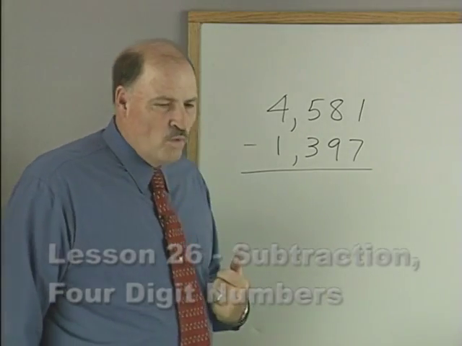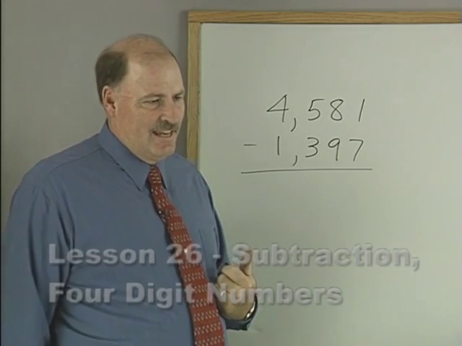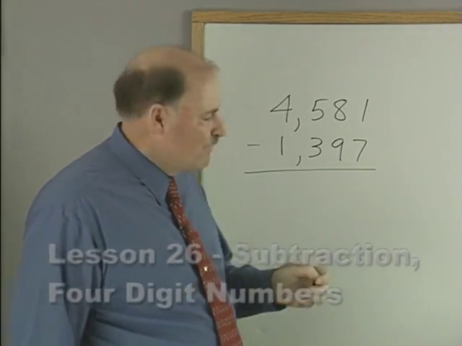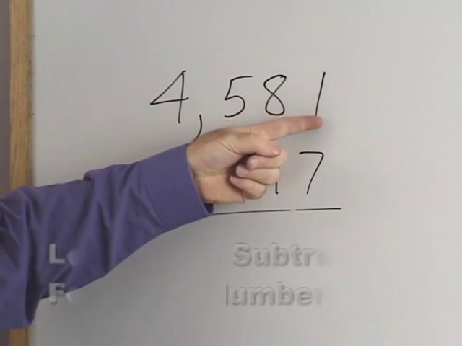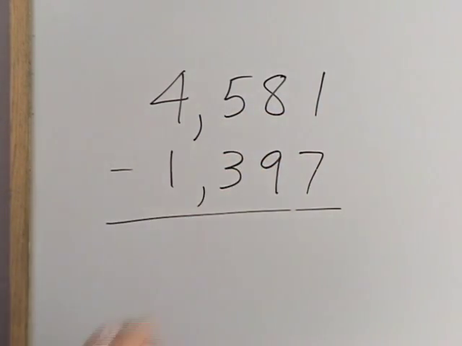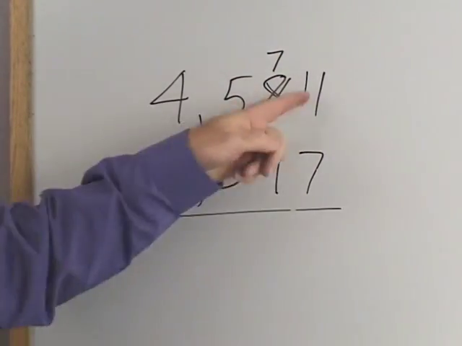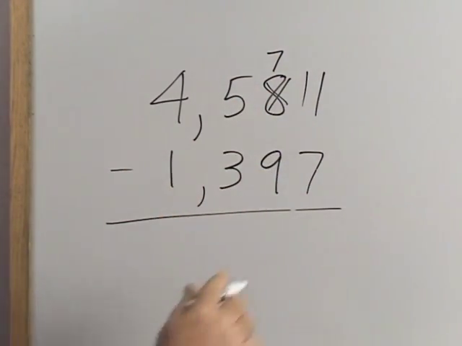Okay, who wants to subtract this big guy? All right, first we're going to see whether we can, right? Can we take 7 from 1? No. So what are we going to do? 5. So we're going to make this a 7 and bring 1 over. And now the units are all set. And if I wanted to, I could go ahead and put a 4 down there because that's cared for, right?